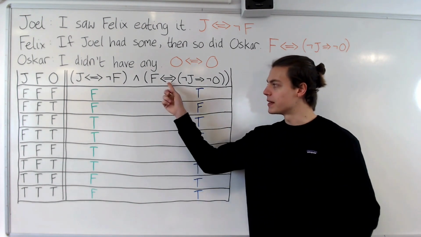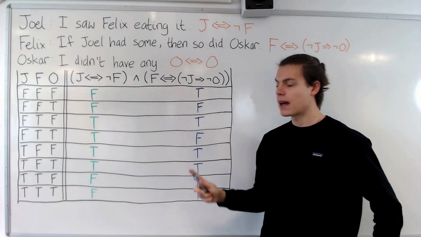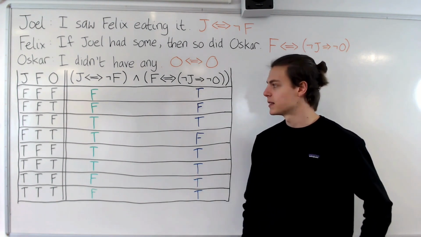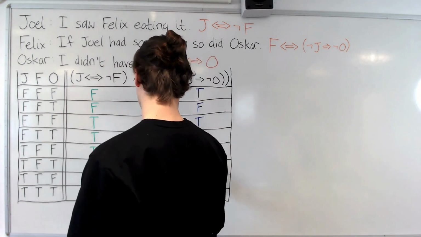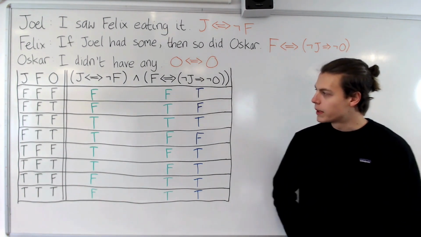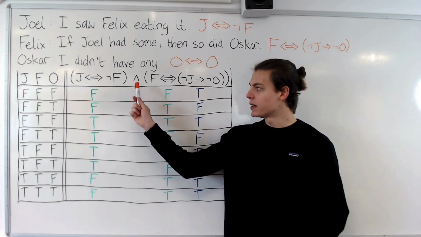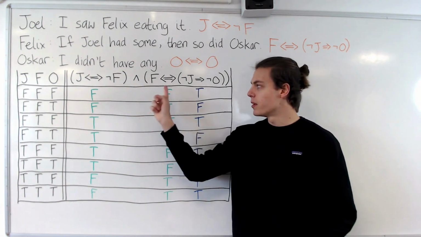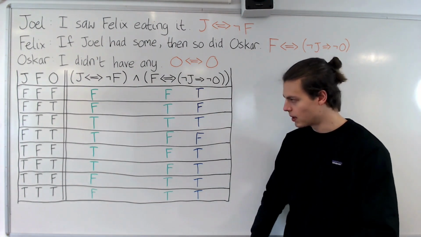Right, and now we can fill in this equivalence column, right? So this is true when F has the same truth value as this blue column, and it is false otherwise. Right, so let's fill that in. And now finally, we can fill in this AND column, right? And remember, when we find a scenario in which this is true, so that both of these statements are true, then that is the scenario we're looking for, right? So let's fill this in.